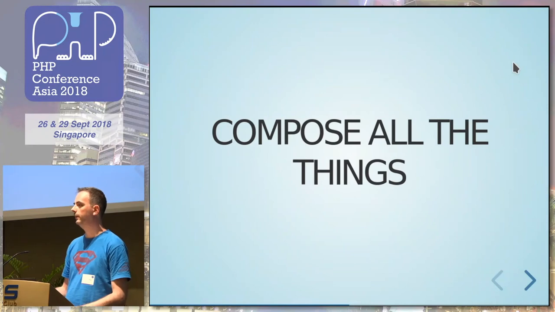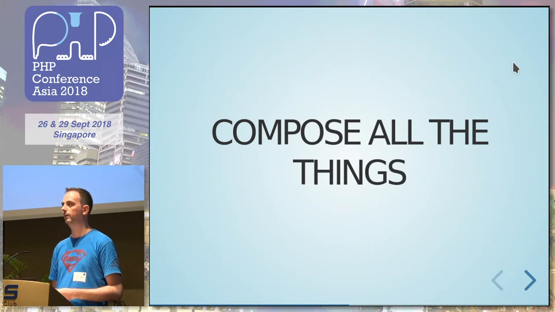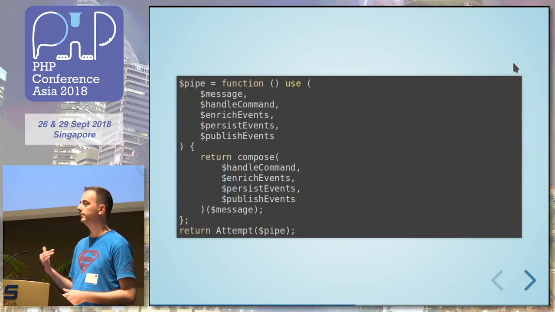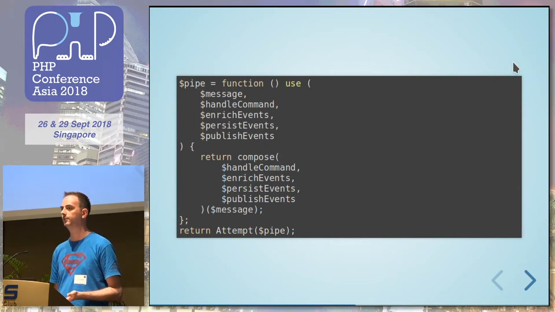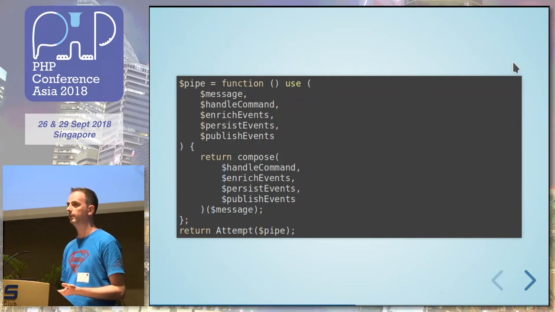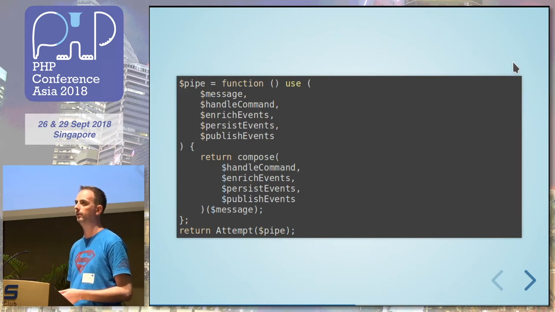So if you're doing functional programming, you need to compose a lot of things, put some functions together, and create new functions out of it. And so this is the basic pipe that we are using. It has several steps, and the first step is we want to handle a command. Then we want to enrich it with some metadata, for example, the IP address of the user who issued this command, or the ID of the logged-in user, and so on.